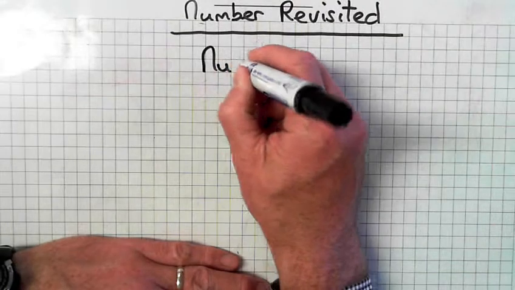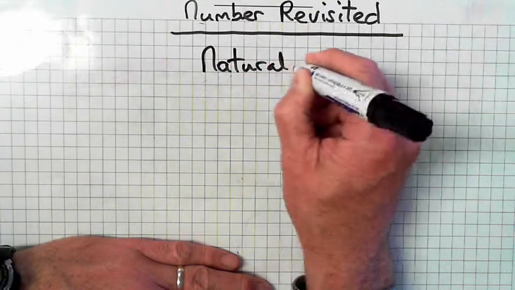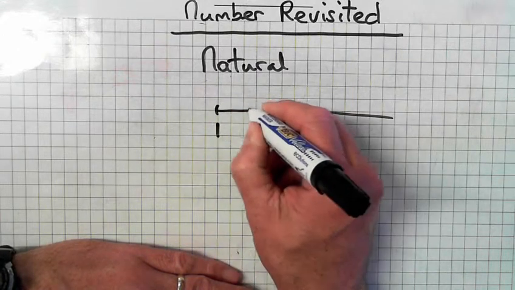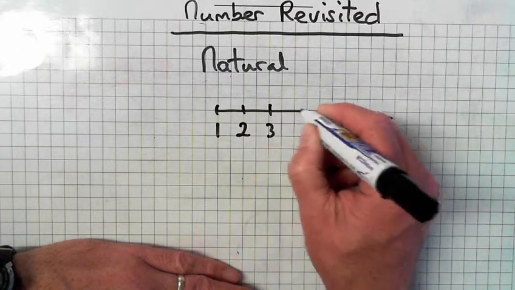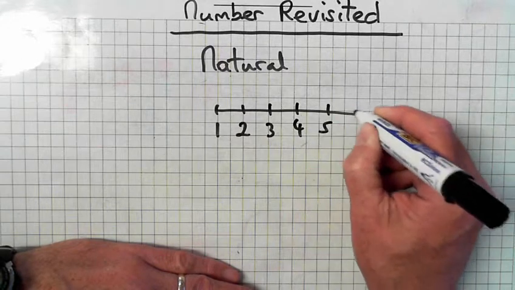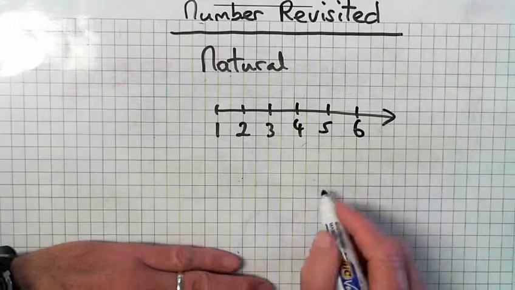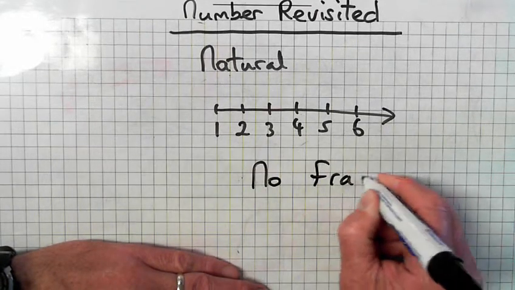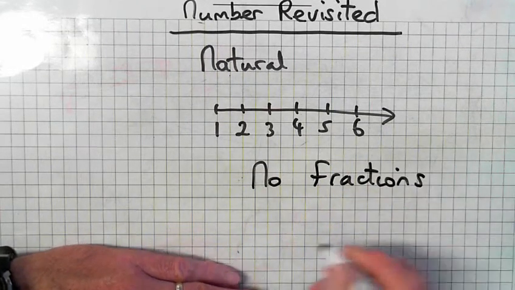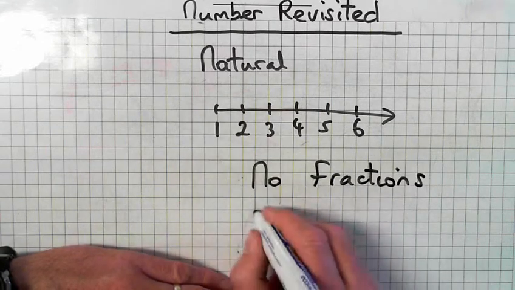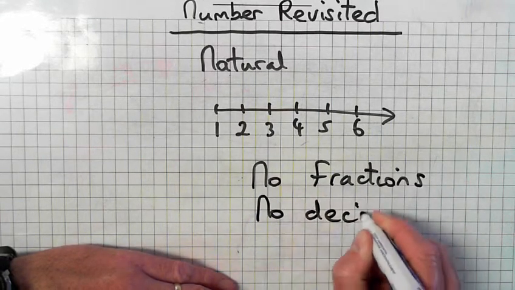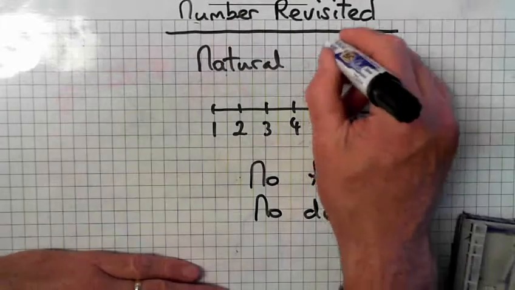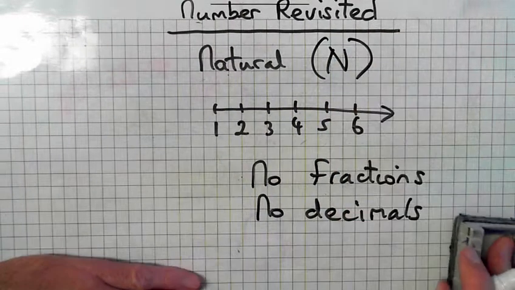Natural numbers. What are natural numbers? Natural numbers begin at 1. The next natural number is 2, 3, 4, 5, 6, and they continue on forever. So with natural numbers, there are no fractions included, there's no 0, and no decimals. The letter for natural numbers is capital N.